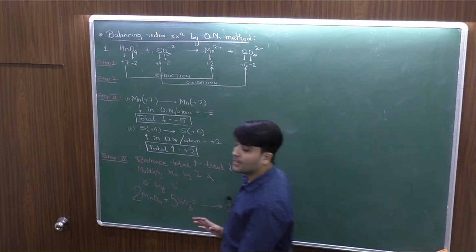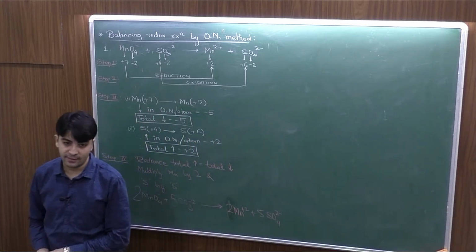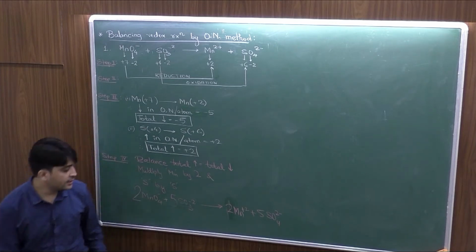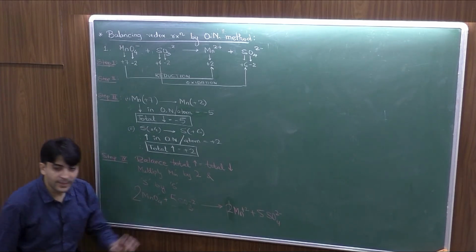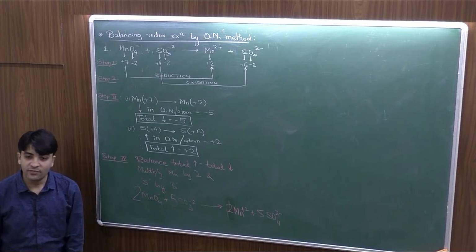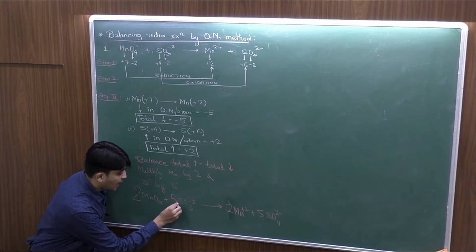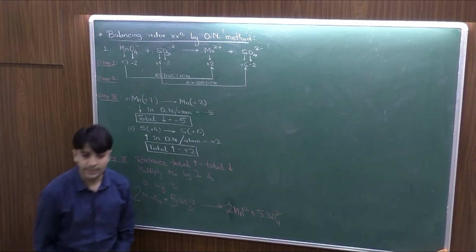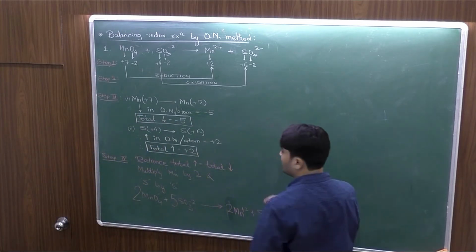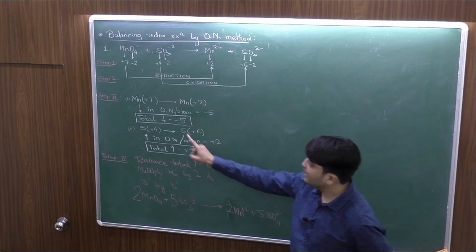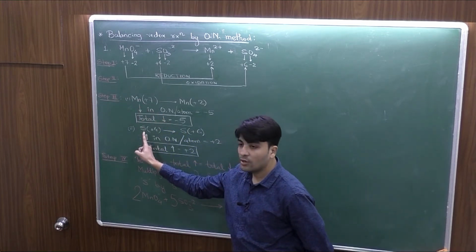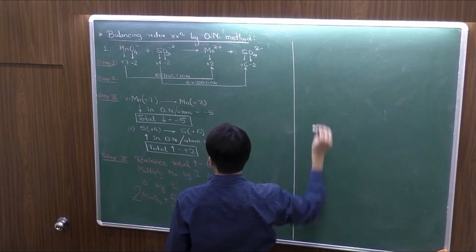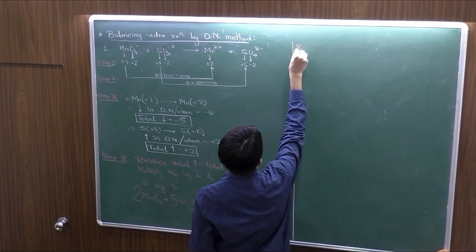Yeah. Up till step number 4, only the species which have undergone the change will get balanced. If you see, 2Mn is balanced with 2Mn, 5 sulfur is balanced with 5 sulfur. Now next steps में you have to balance the oxygen atoms. तो step number 4 तक कौन से species balance होंगे? सिर्फ Mn और S. ठीक है? अब moving to the next step, step number 5.